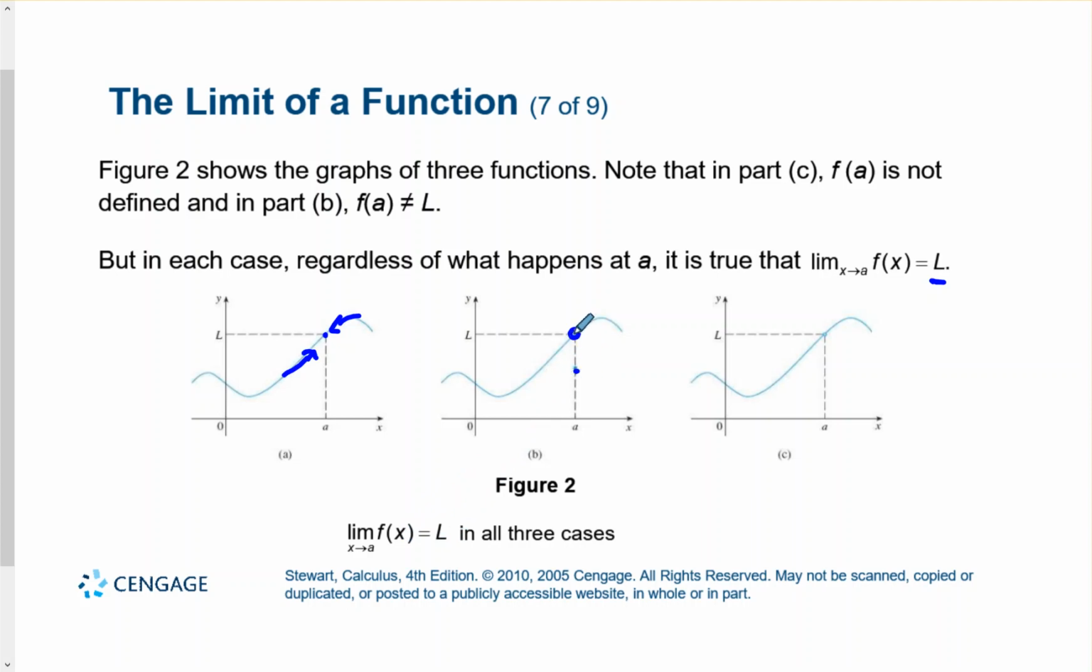That's true because if you're approaching a from the left, it appears as if it's going towards that value, and same thing from the right. If you're approaching a, it appears as if it's going to L. So it's safe to say that the limit there is L, even though it's not defined at that point. It's defined to be somewhere else. The limit would still be that same value.